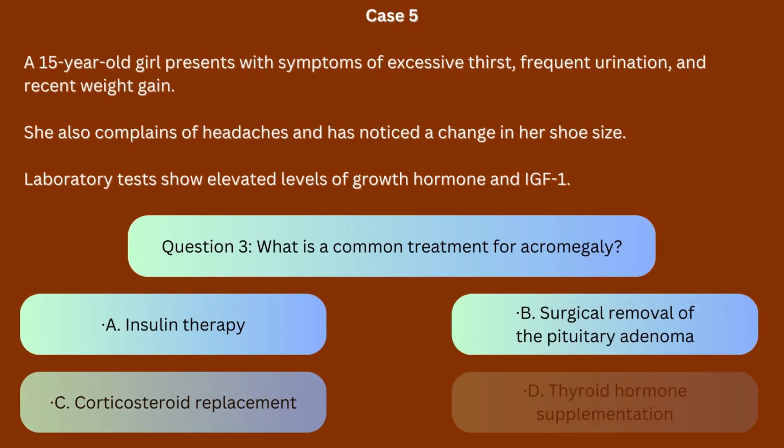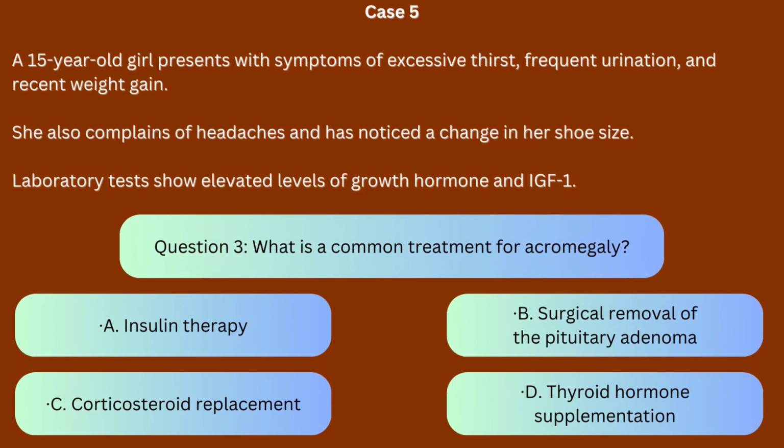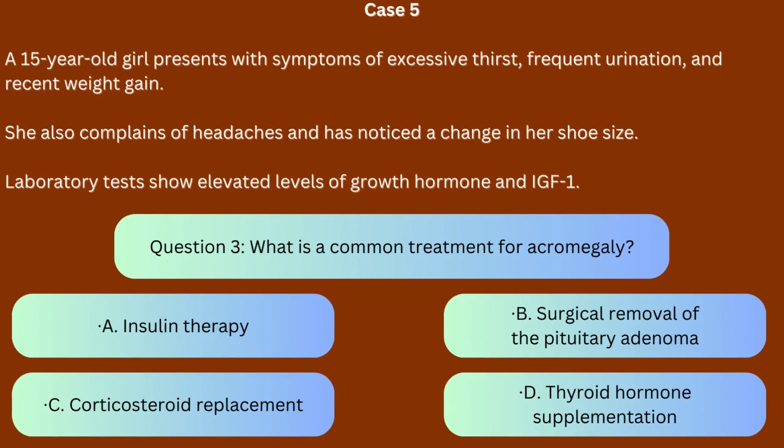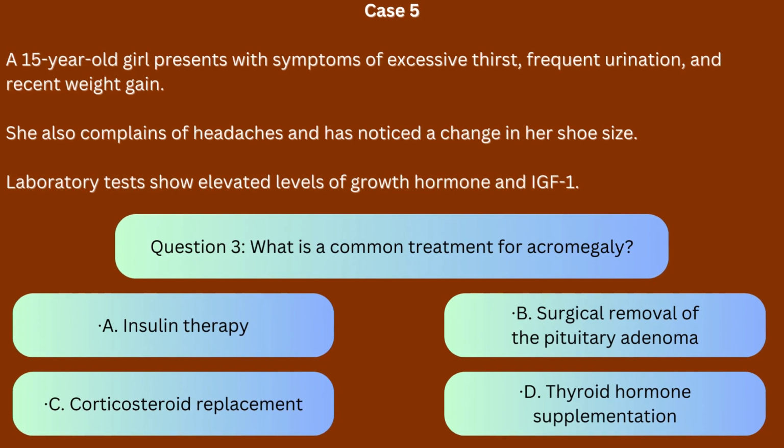Question number 3. What is a common treatment for acromegaly? A. Insulin therapy. B. Surgical removal of pituitary adenoma. C. Corticosteroid replacement. D. Thyroid hormone supplementation. Of course, the correct answer is B. Surgical removal of pituitary adenoma to reduce the levels of growth hormone and alleviate symptoms.